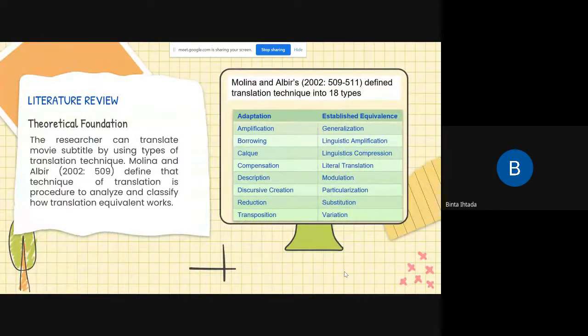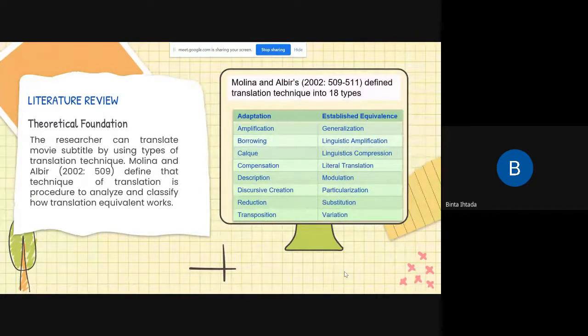The literature review, the theoretical foundation. The researcher can translate movie subtitles by using types of translation techniques. Molina and Albir (2002) defined that a technique of translation is a procedure to analyze and classify how translation equivalence works. And Molina and Albir defined translation techniques into 18 types. I will explain them one by one. Adaptation.